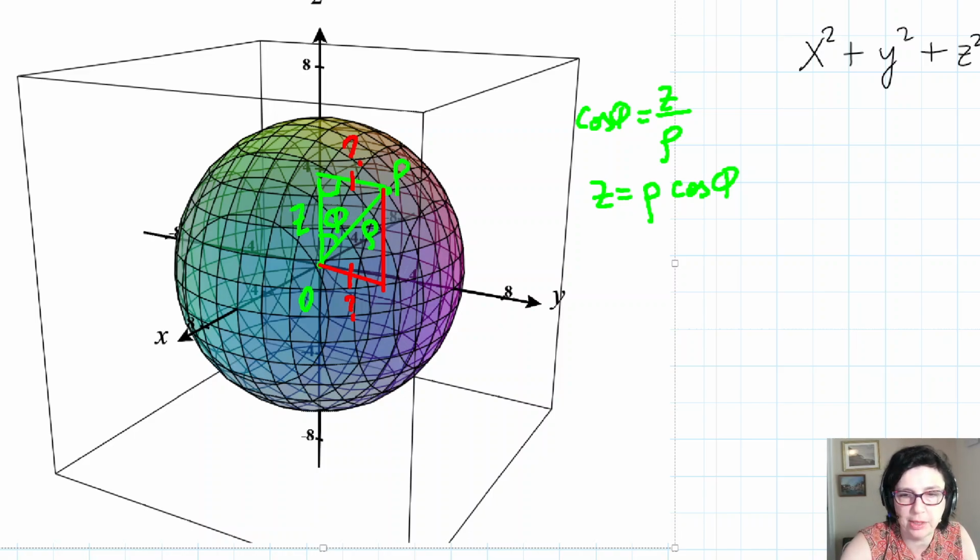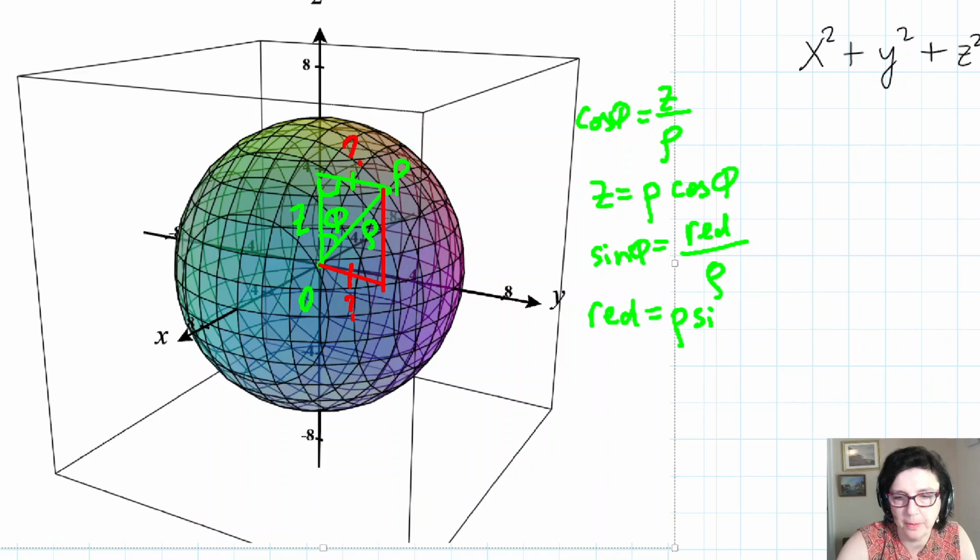So using the same triangle, you can say that sine phi equals, now this red side, which is the same as the top over here, so it's going to be red over rho. So the red side is going to be rho sine phi. Okay, so that's rho sine phi. And then what is angle theta? Well, angle theta is the angle with the x-axis. So this is angle theta.